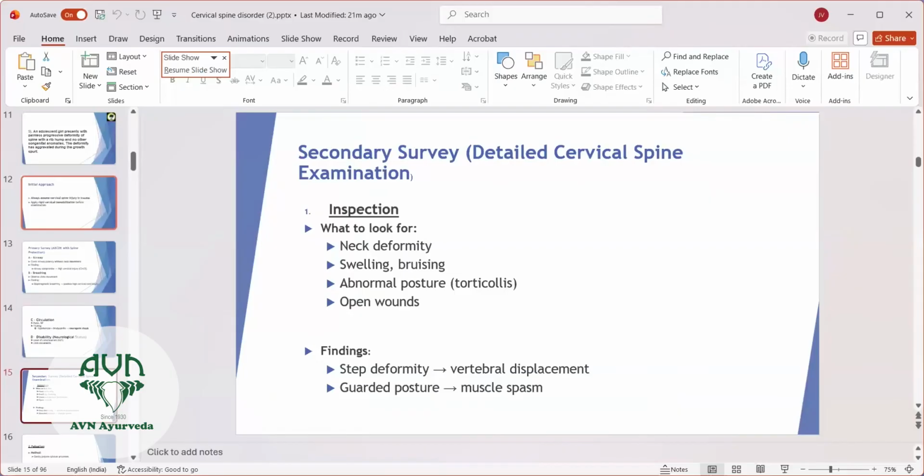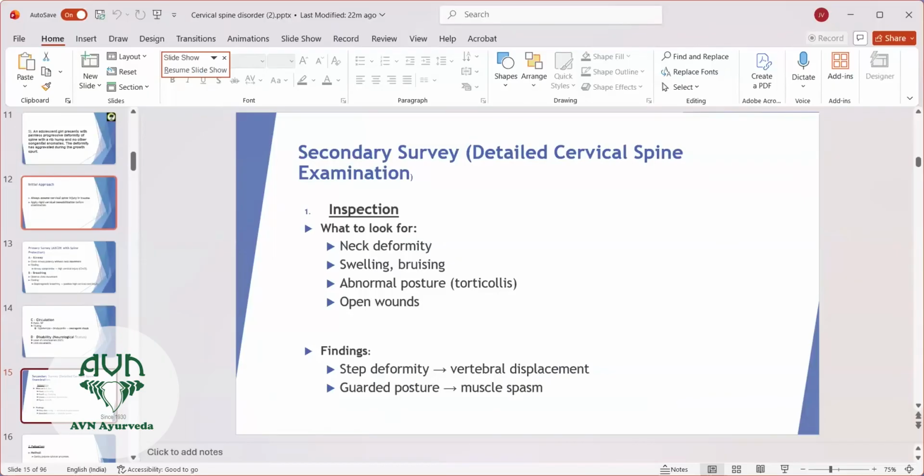Is there any neck deformity? While seeing itself, we can observe any deformity at the level of the cervical spine. The swelling, bruising, abnormal posture, torticollis we can see, and open wounds also. These things we have to keep in mind while inspecting the patient: whether the neck deformity is there, swelling is there, abnormal posture is there, or any open wound is there or not.